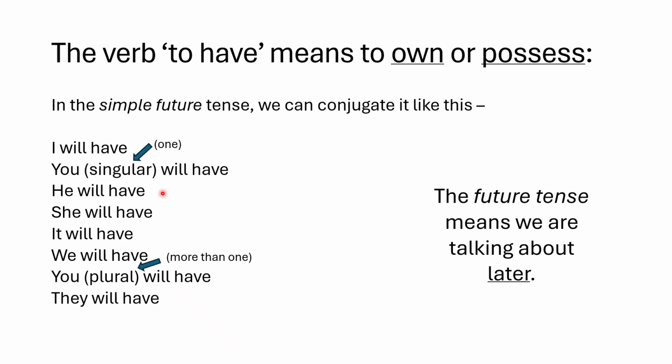He will have. She will have. It will have. We will have. You will have. This is plural, more than one person. They will have.